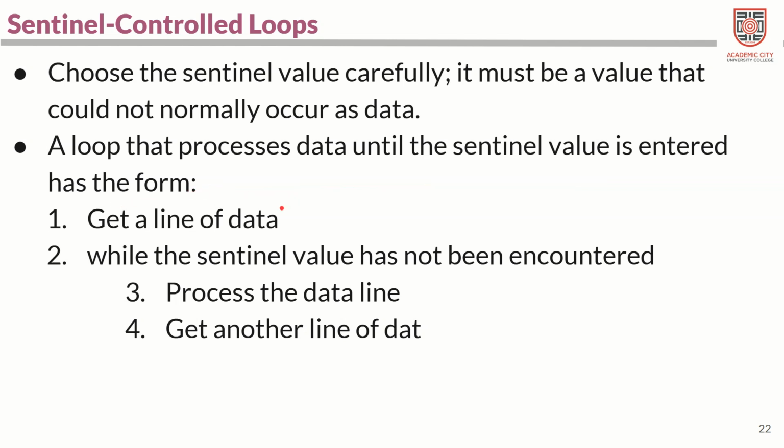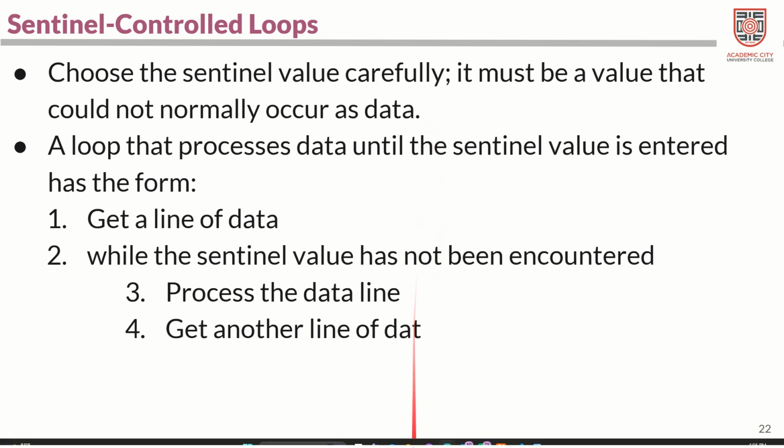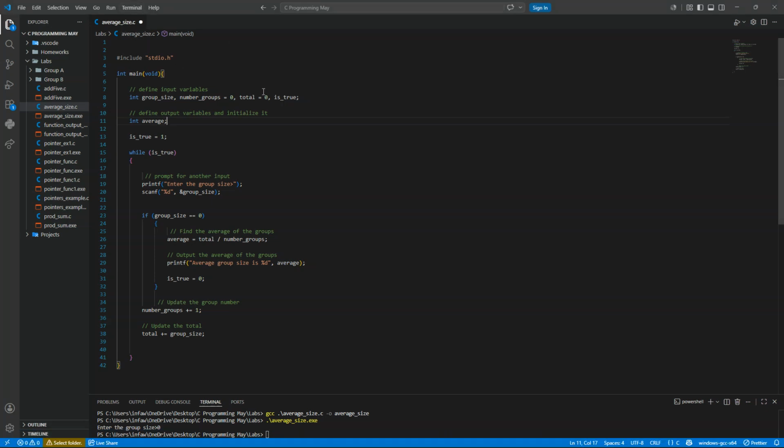Then the second one: a loop that processes data until the Sentinel value is entered has the form. So you are going to have a loop, and this loop is going to process the data over and over again until the Sentinel value is entered. Once it is entered, either we stop and continue the rest of the program after the loop, or we stop the program entirely. Now for a Sentinel, we can use a for loop, and we can also use a while loop. So we are going to try both of them so that you see how to write a Sentinel-controlled loop using the for loop or the while loop. Any question about the explanation I'm giving so far?